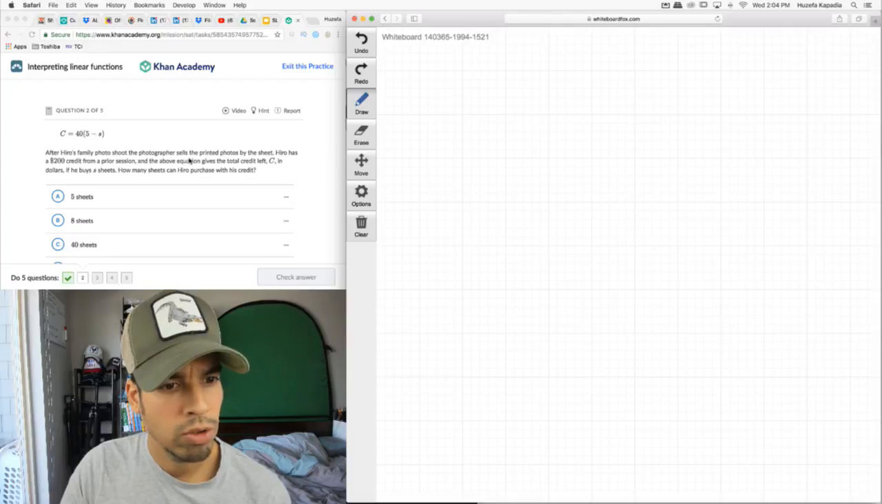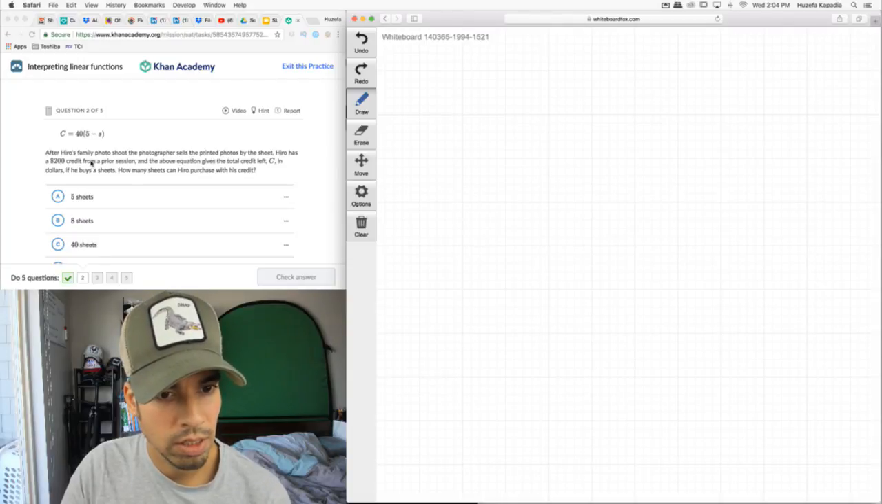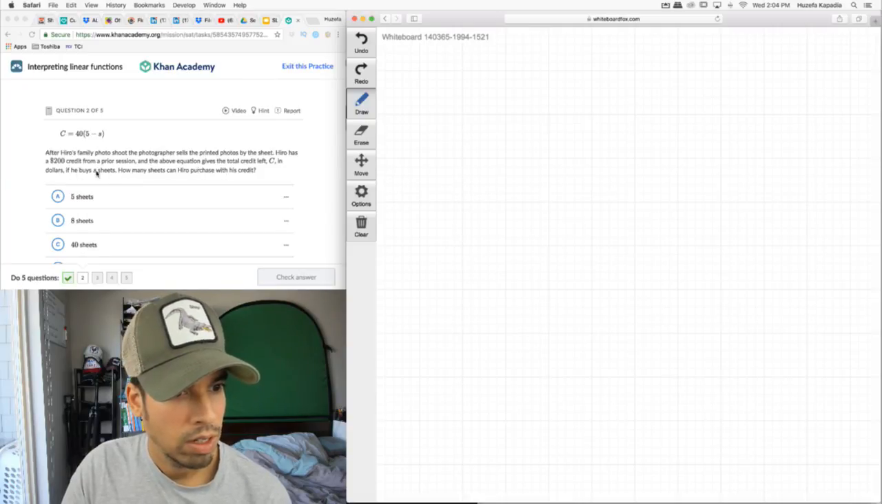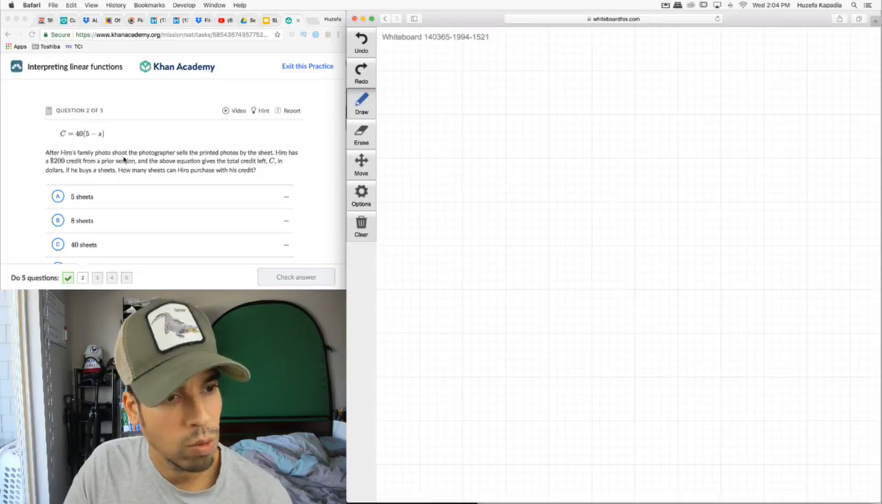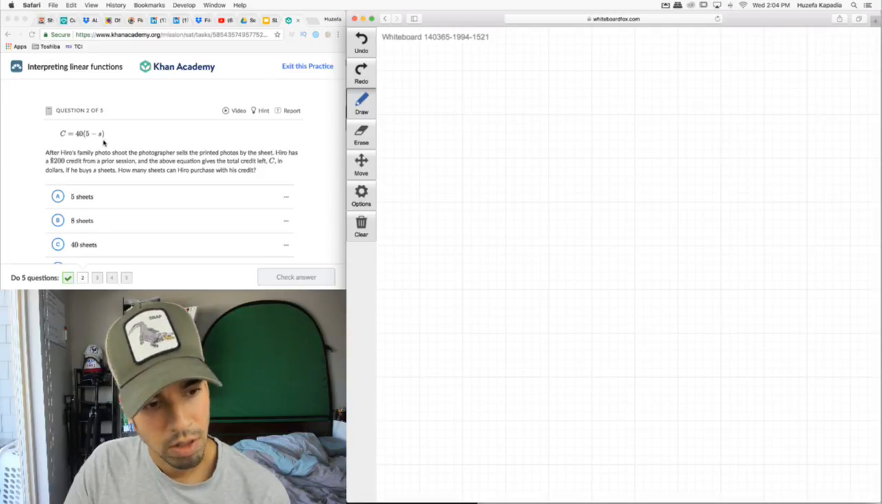After Hero's family photo shoot, the photographer sells the printed photos by the sheet. Hero has a $200 credit from a prior session, and the equation gives the total credit left, C in dollars, if he buys S sheets. So what it looks like is he can probably buy 5 sheets.